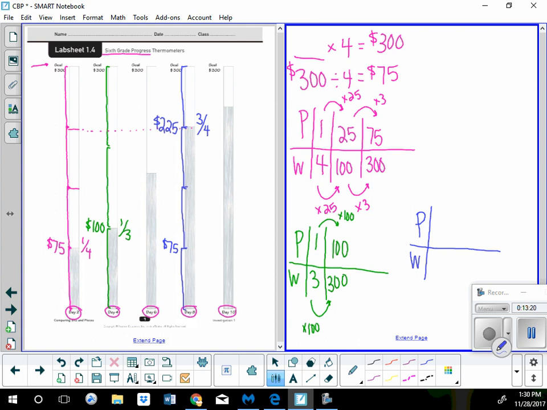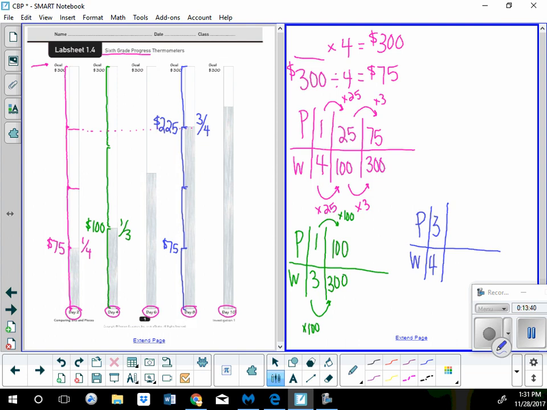And how many pieces are shaded in? 3. Oh, I'm not hearing everybody. How many pieces are shaded in? So much better. Okay, what do we want to try and get our whole up to? 300. What do we want to try and get our whole up to? 300. Yeah, because that's our goal, right?